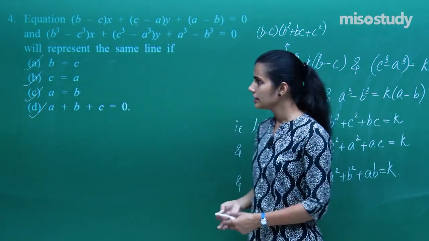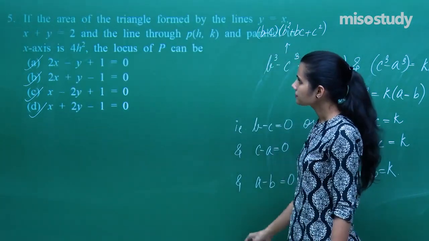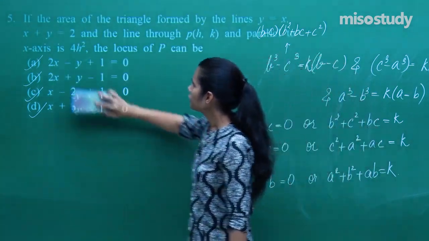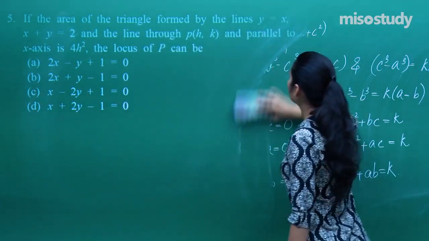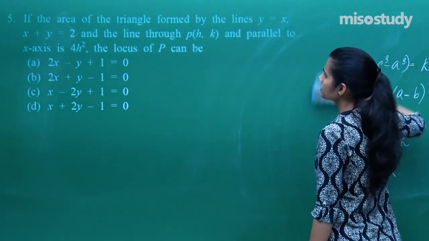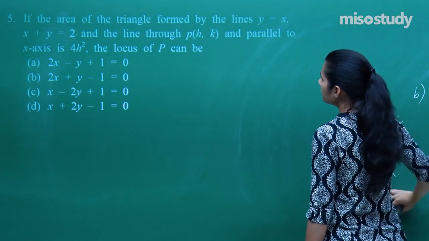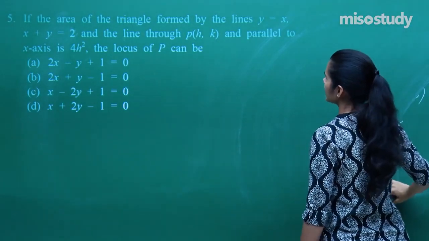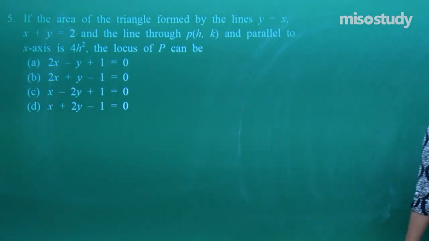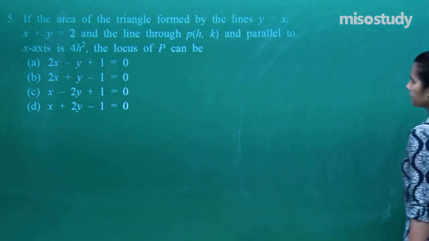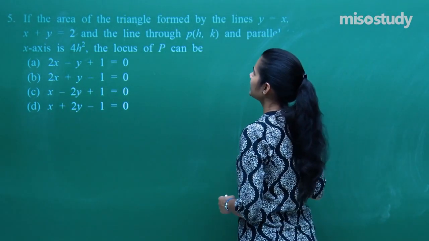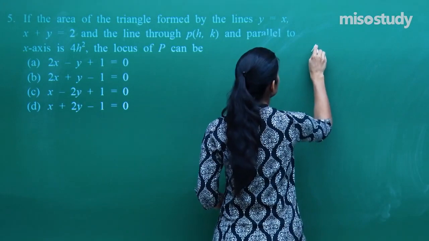Next we have fifth, if the area of the triangle formed by the lines y equals x, x plus y equals 2 and the line through P(h, k) and parallel to the x-axis, that area is given to be 4h square, then the locus of P can be what? Okay, so let's try to understand the scenario.